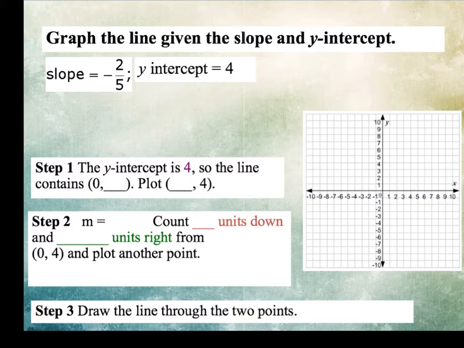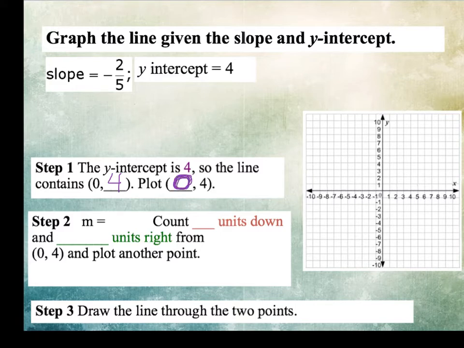Here we have our slope, which is equal to -2/5, and we have our y-intercept, which is equal to 4. I list the steps for you on the left-hand side, and the graph is going to be on the right-hand side. Step 1, the y-intercept is 4. So the line is going to contain the point (0, 4), and we're going to need to plot (0, 4) on the graph.